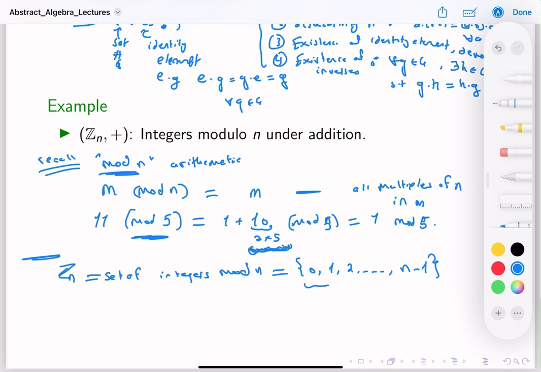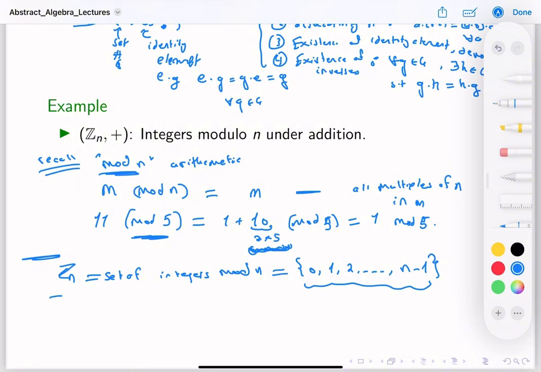But notice none of these elements can be reduced more, right? Because all of these elements are less than n, and thus they have no multiple of n in them, so we can't reduce them anymore. So this is the set of integers modulo n, right?